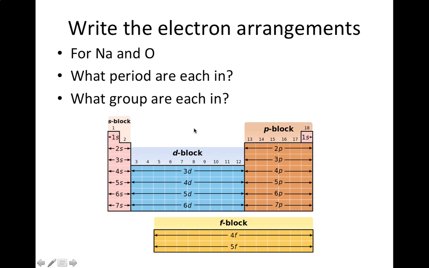And then oxygen, 1s2, 2s2, 2p4, it's right here. It's in the second period, so it's got electrons in the second energy level. And it's in the sixth group across, so it has 6 valence electrons. And there are answers there.